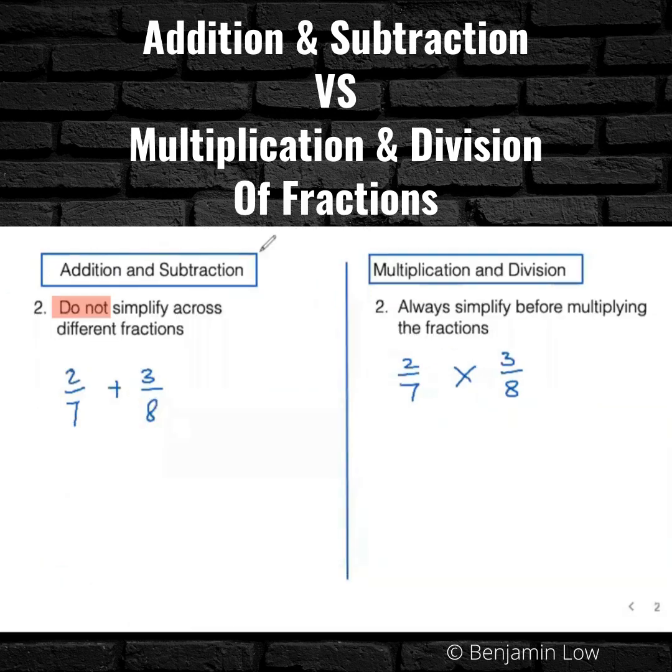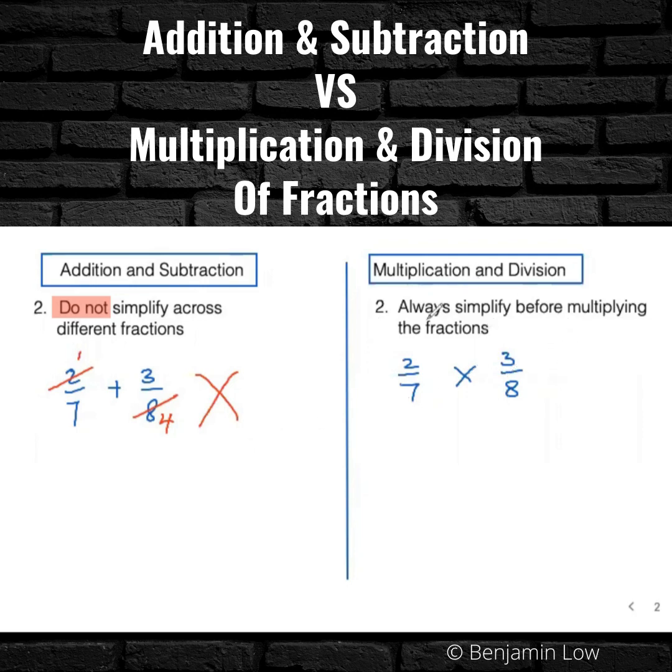Next. In addition and subtraction, you do not simplify across different fractions. Some students make this mistake. They will actually simplify like this, dividing each of these by 2. And this is a mistake. Do not do this. You will be doing it wrongly.